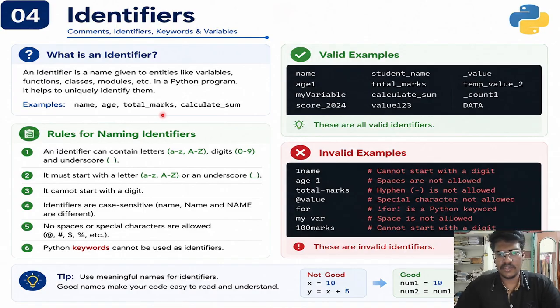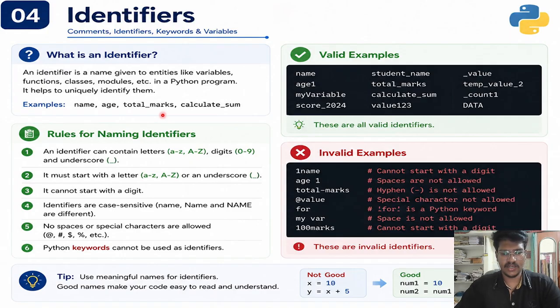Here we have given some valid examples of identifiers, like name, then student_name, then _value, age1. You can give a number after the identifier, but an identifier starting with a number is not valid. Here we have written value123, which is valid. If you write 123value, then it is an invalid identifier.